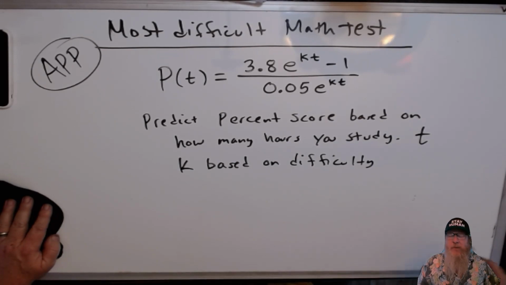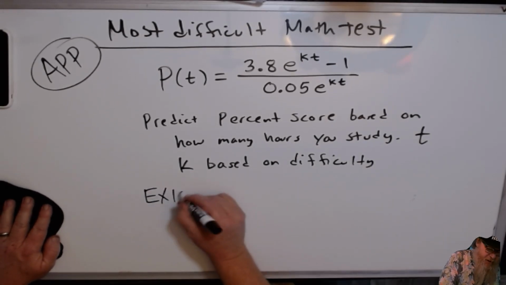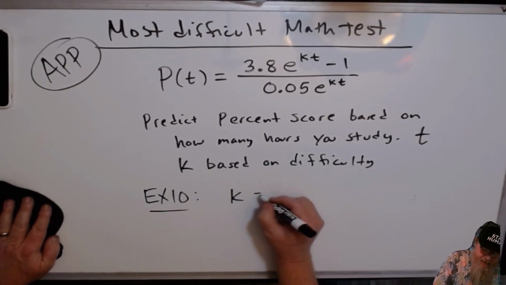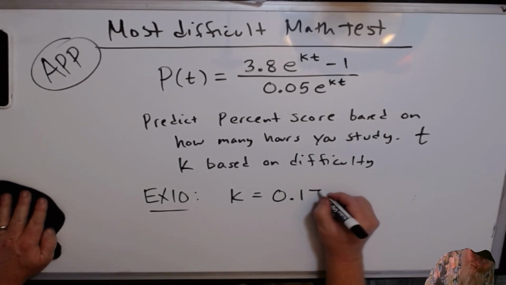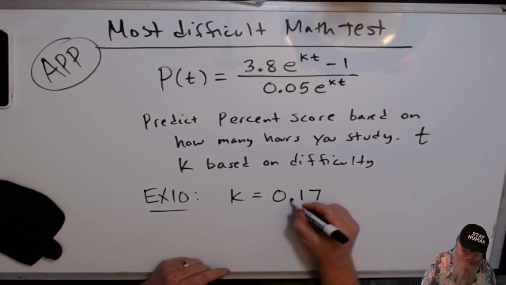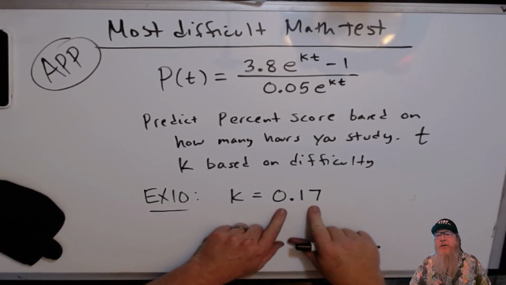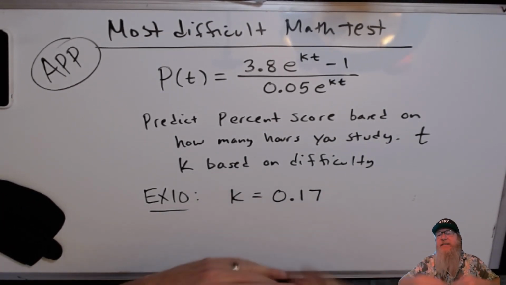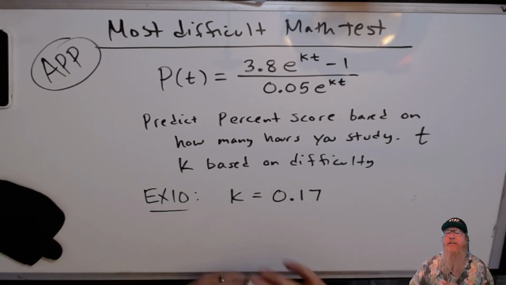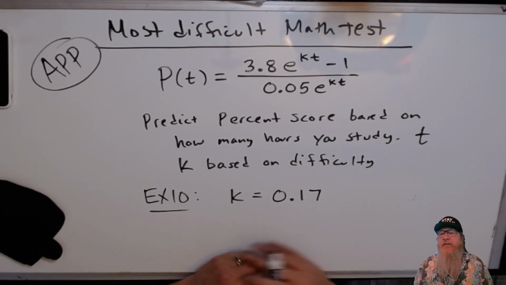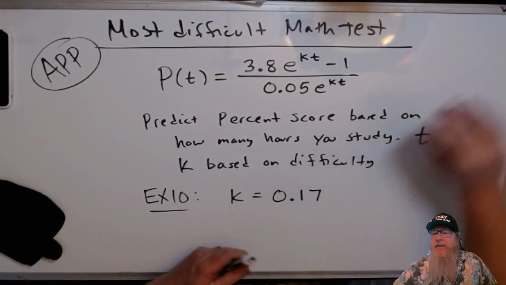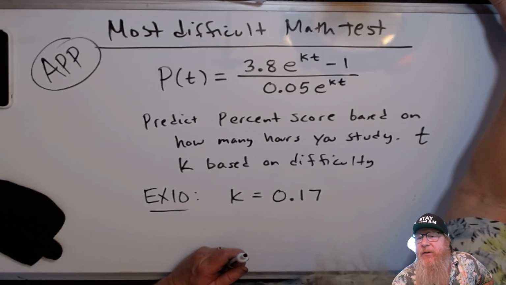It's usually a decimal, all right? So let's do an example. We'll call this example 10. I took a test that had a difficulty level of 0.17. K is usually a decimal, and the value of the decimal sort of is like a range of how difficult it is. It's a moderately difficult test. If it's a very small decimal, it's less difficult.